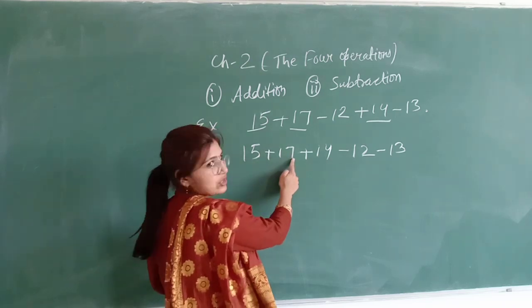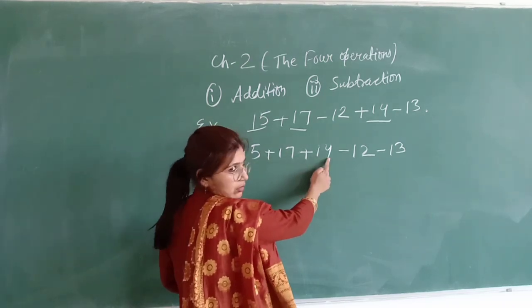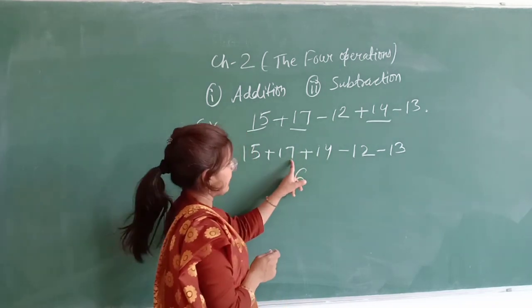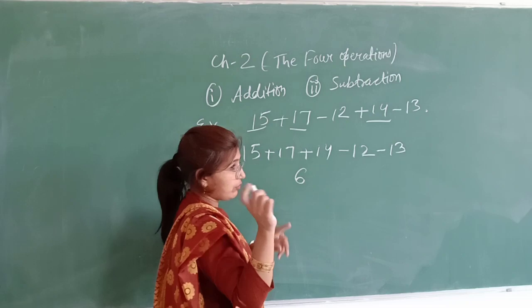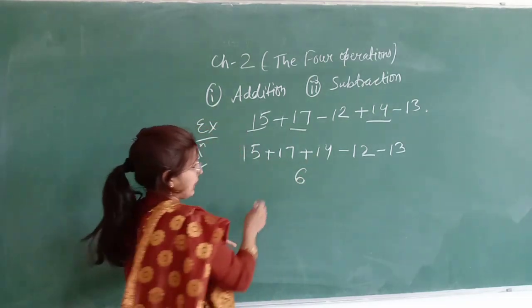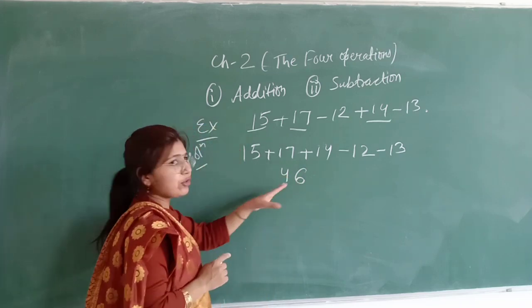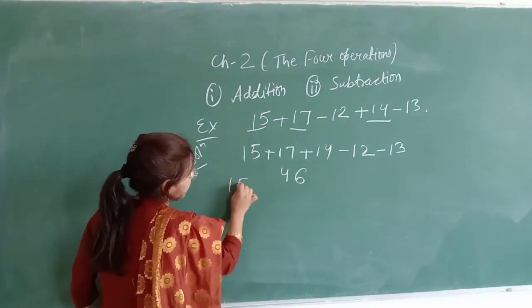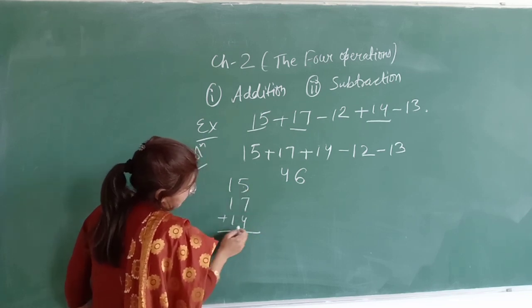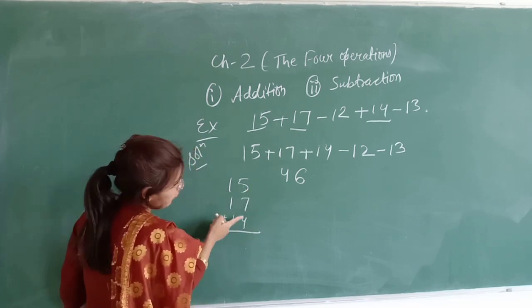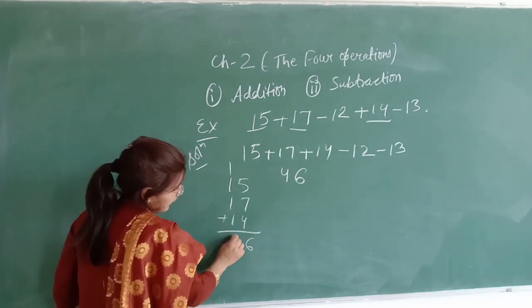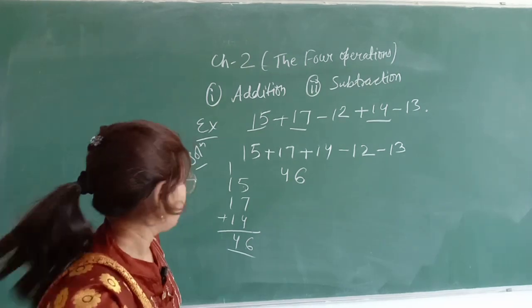5 plus 7, that is 12. 12 plus 4, it is 16. 1 is carry, 1 is carry. 1 plus 1 plus 1, 3, and 1 is carry, that is 46. If you are not able to get it here, you can check from here. 15 plus 17 plus 14, you can add it here. It will become 5 plus 7, 12, 12 plus 4, 16. Keep carry here, 1, 2, 3, 4. It will become 46. Okay.